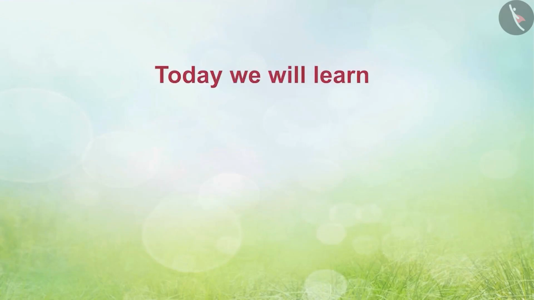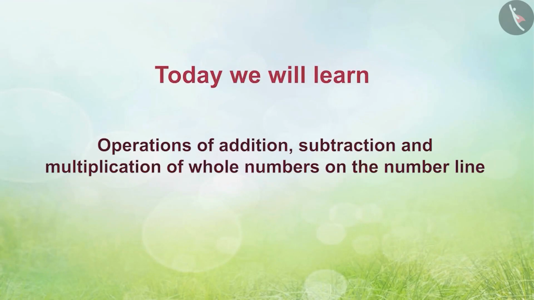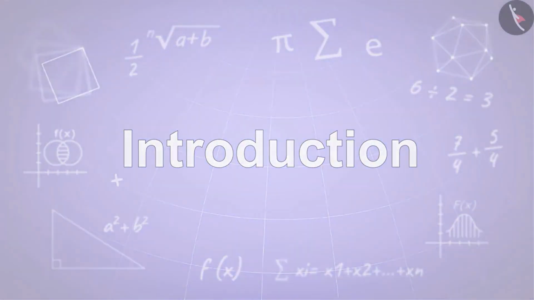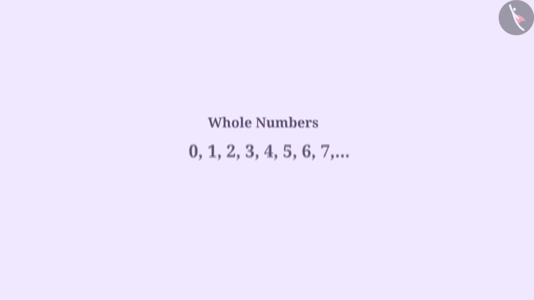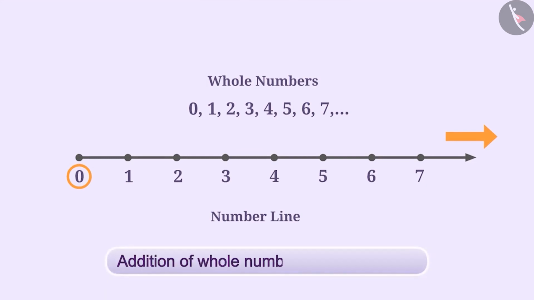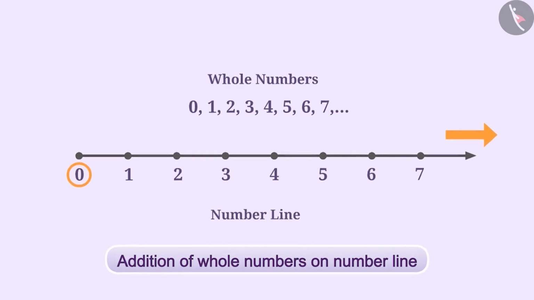In this video, today we will learn the operations of addition, subtraction and multiplication of whole numbers on the number line. The number line of whole numbers starts at 0 and goes to infinity. Let us learn how the sum of whole numbers is represented on the number line.